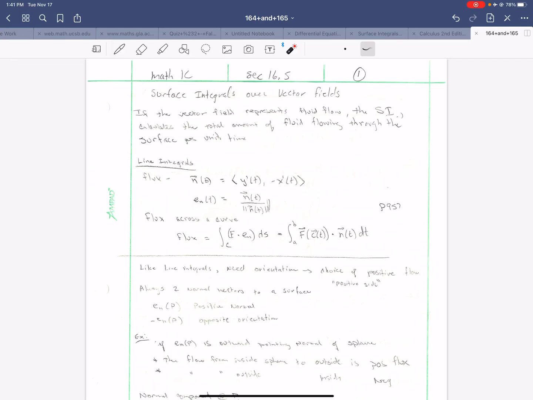Hey class, here is our lecture on surface integrals, now over vector fields instead of just parameterized surfaces. Now we're taking surface integrals over actual vector fields.